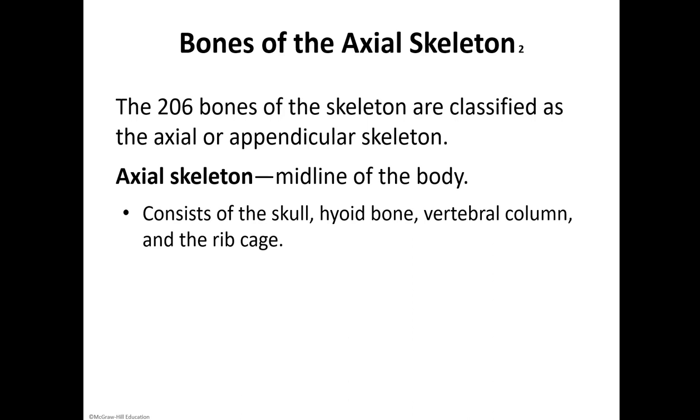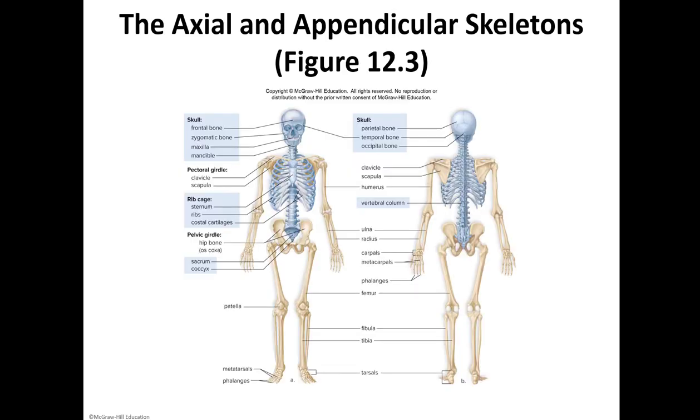There are 206 bones in the skeletal system, and they're classified as either axial or appendicular. The axial skeleton refers to the midline of the body, and it consists of the skull, the hyoid bone, vertebral column, and the rib cage. Here's a picture showing you the axial skeleton versus the appendicular skeleton.